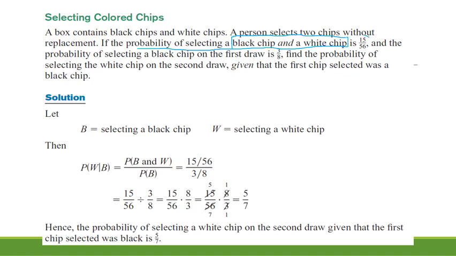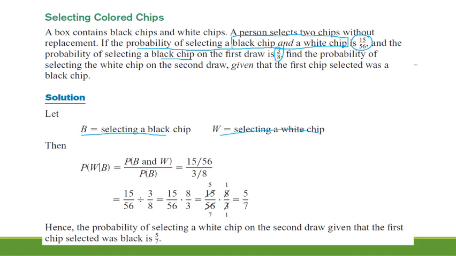So given to us is 15 over 56. And also, the first draw, the black chip, was selected. So this is now 3/8. So how do we find the probability of this? Given to us is selecting a white chip on the second draw. Okay? So white chip, black chip, and the white chip.